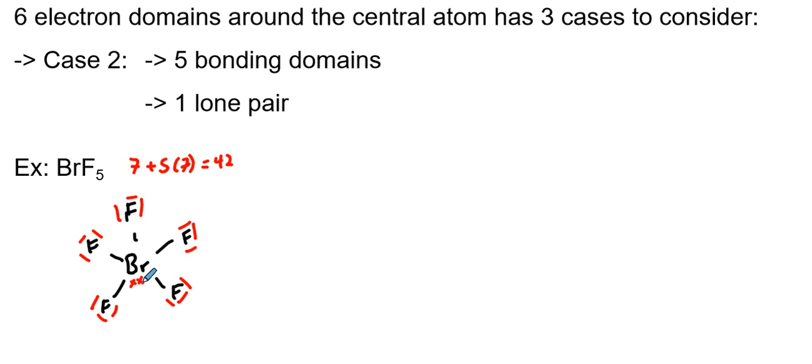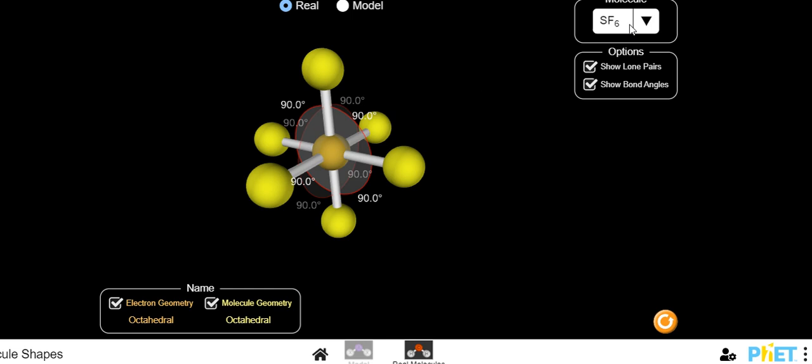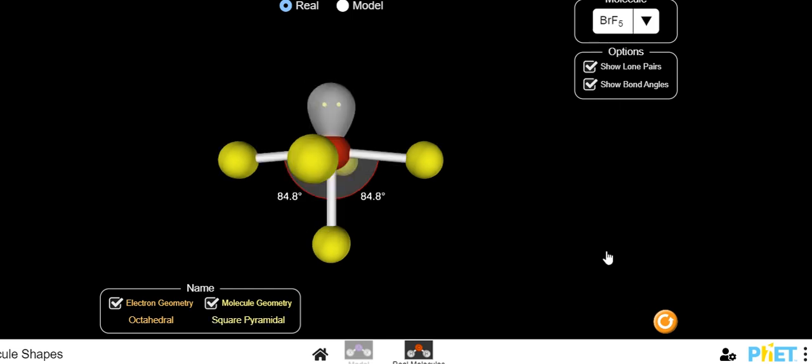I'll draw them down here. That's where I think I have the most space, but also going to lead to the next picture as well. So again, let's go to our simulation and see what this looks like. I'm going to select bromine. Here it is, and here's our picture. We can see the lone pair.